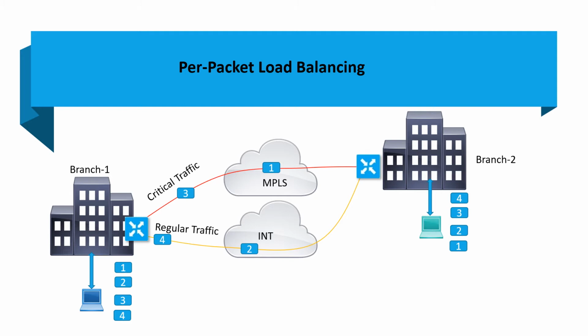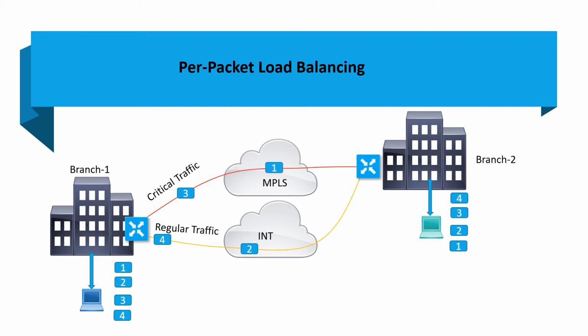So load balancing. All these major players claim they can do per packet load balancing or maybe per flow load balancing. So let's try to understand how per packet load balancing works. Let's look at the animation. You have one machine which is trying to send one flow over the branch to branch connectivity.